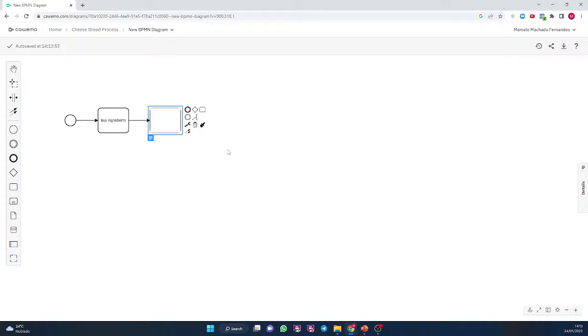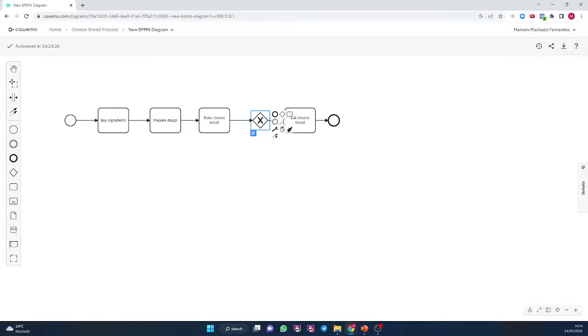prepare dough. After that, you bake cheese bread. After that, you can check if this is good, if this is okay, you can eat cheese bread. Yeah, and you have here that's the end. If it is not good, you need to wait.